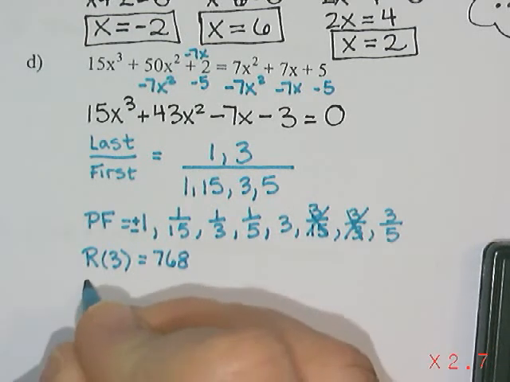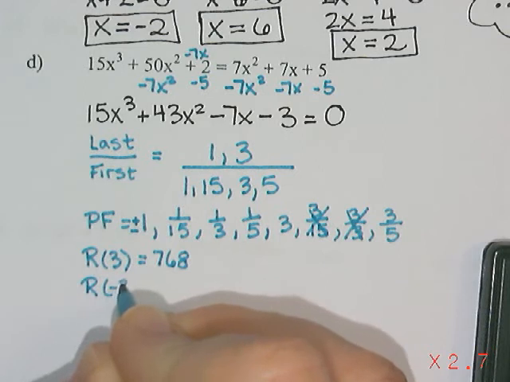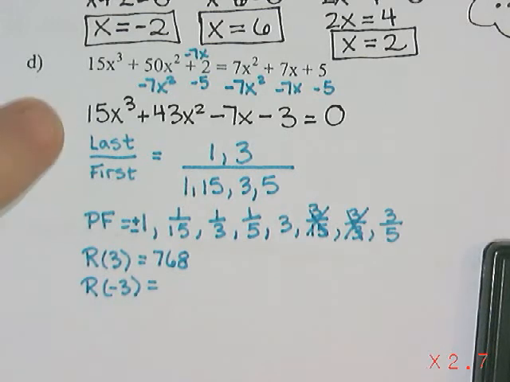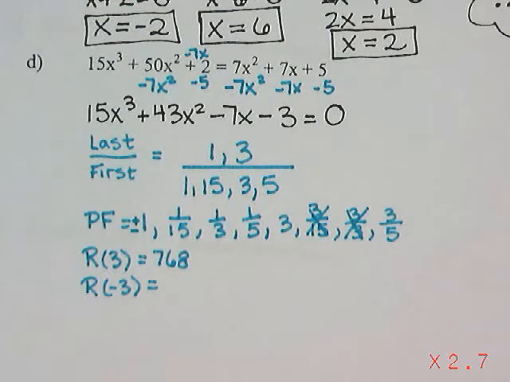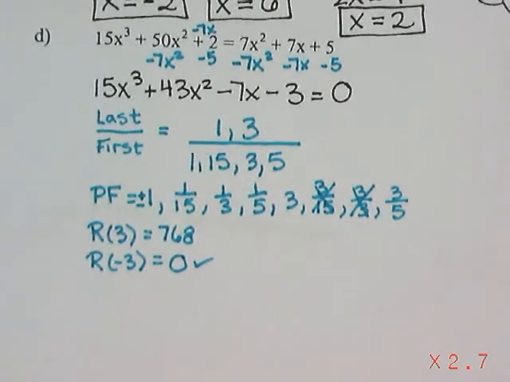All right, let's try negative 3. Okay, so 15 times negative 3 to the power of 3 plus 43 times negative 3 squared minus 7 times negative 3 minus 3 equals, ta-da, 0. Yay! That means I found a factor.